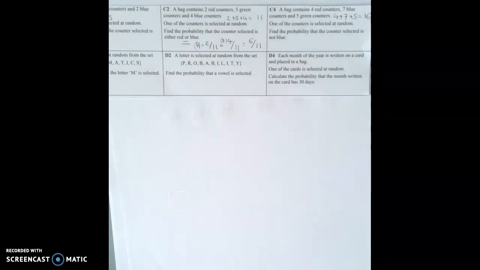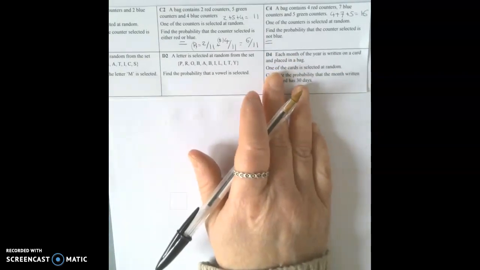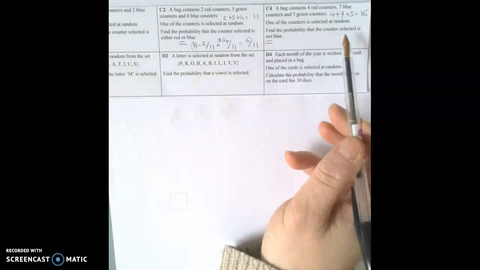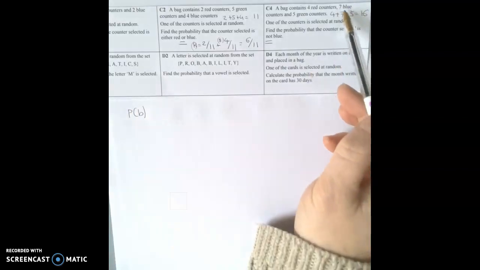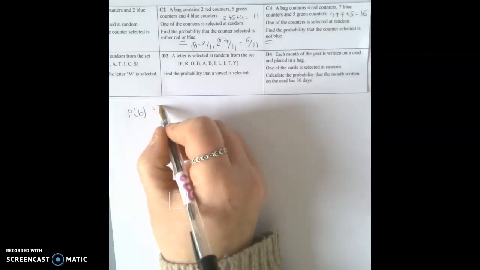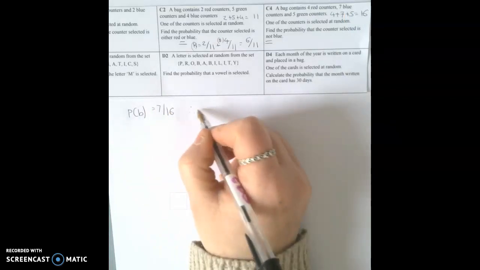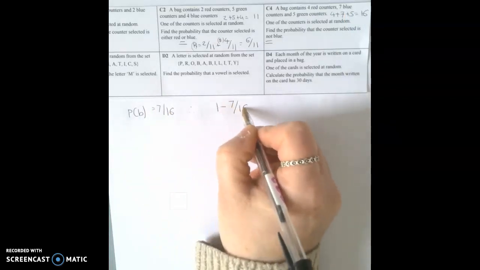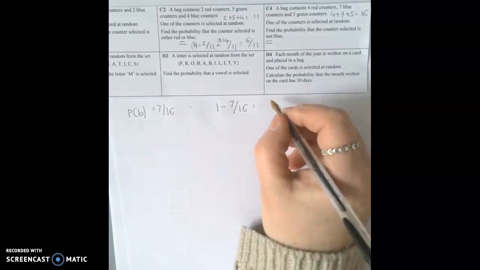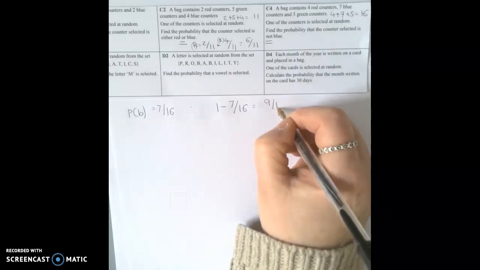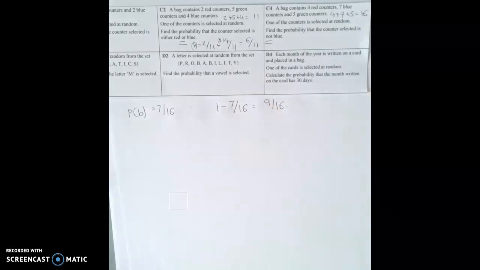The question says find the probability that the counter selected is not blue. So that's the important part, it's not blue. So if we look at it again like we did with our tin of tomatoes, the probability that we pick a blue counter is 7, because we have 7 counters in the bag out of 16. Therefore, 1 minus 7 out of 16 gives us a probability that it's not a blue counter, and that would be 9 out of 16.